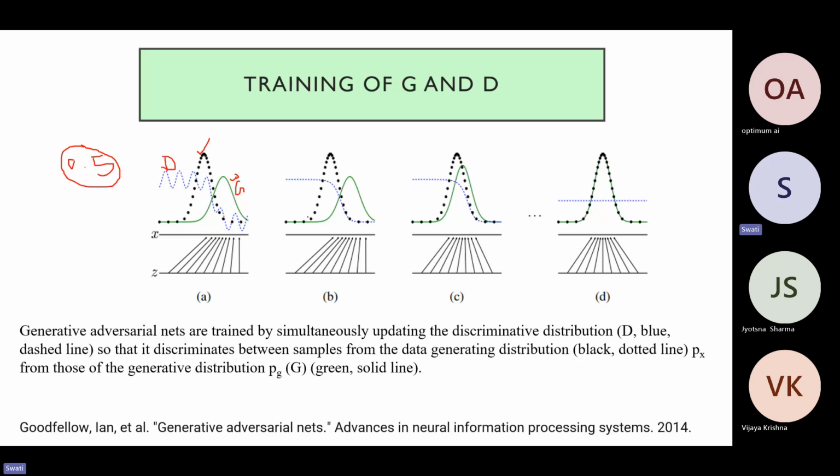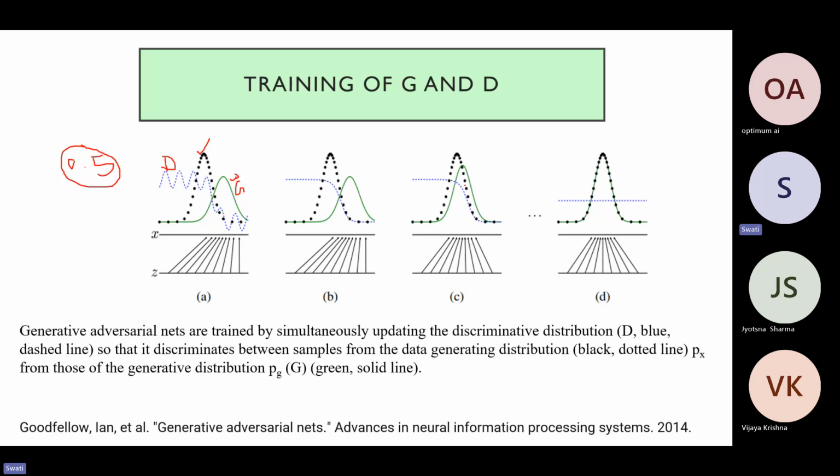So in the first step, we will train our discriminator. Here it is correctly identifying this as real data, and it is giving 0 for the fake data, identifying it as fake. This green line is not real. Now keeping this discriminator fixed, we train the generator.